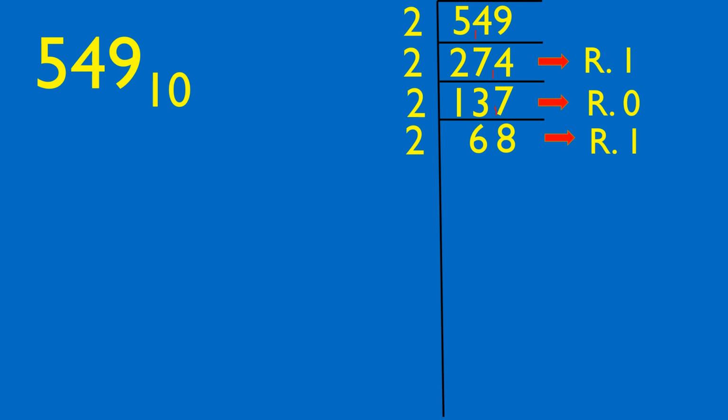Next, again, we divide 68 by 2. So 2 in 6 is 3. 2 in 8 is 4. And we have 0 remainder.